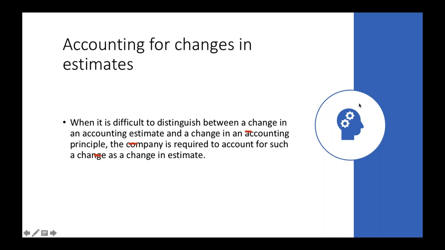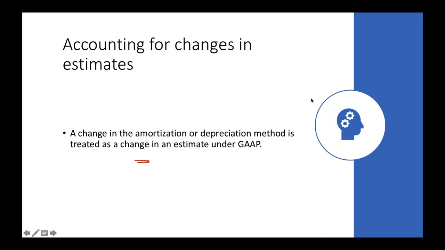And changes in estimates, sometimes it is very difficult to estimate. Therefore, an evaluation is required to make changes in the estimates. So when an asset is properly evaluated, then only you can account for it. And it has to be as per the GAAP rules. The change has to be accounted not at the company's discretion. It is to be as per GAAP rules, generally accepted accounting principles.